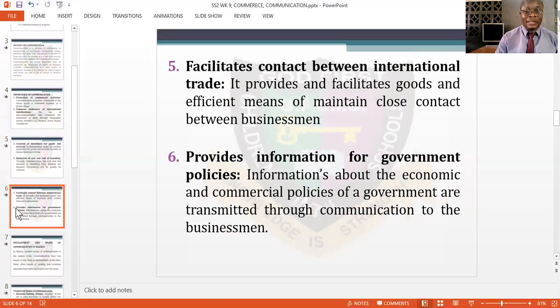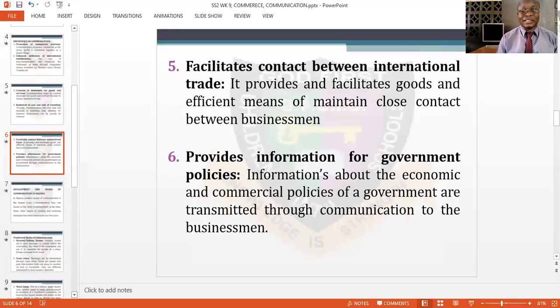Then let us look at another importance: it facilitates contact in international trade. When we are talking about international, we are talking about foreign trade. It provides and facilitates good and efficient means of maintaining close contact between businessmen. A Nigerian trader can also do trading with a man in Brazil. It is possible. What they need to do is to get their contact and communicate together. Then they will do business, and they will also be doing money transfer.